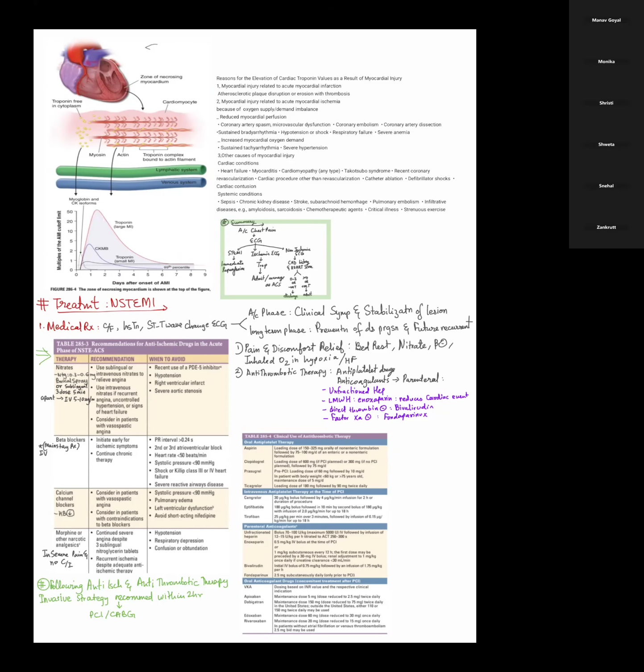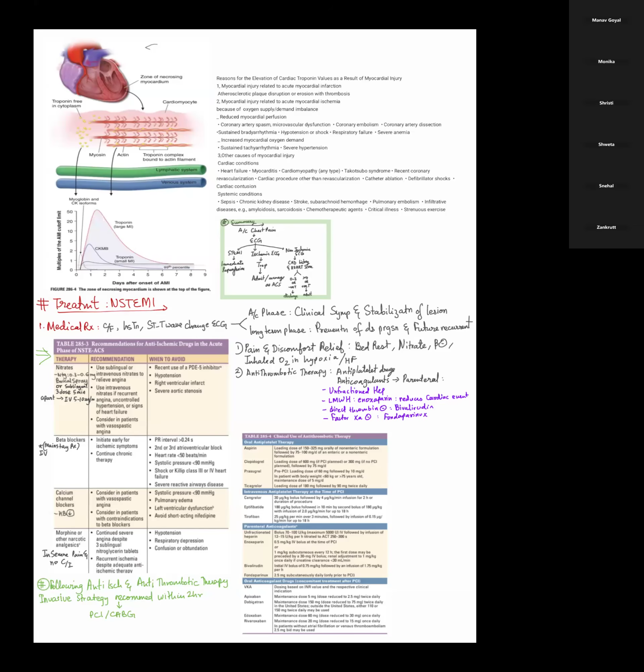What could be the practical importance of this? That CK-MB and these others can increase in various setups, but even troponins can increase. That is the point. Just a rise in troponin, without knowing the history or an ECG picture, you will not be able to say that the troponin rise is only because of a myocardial infarction.